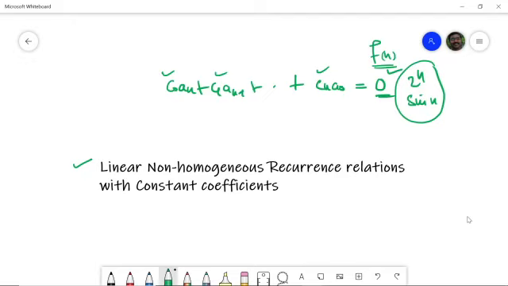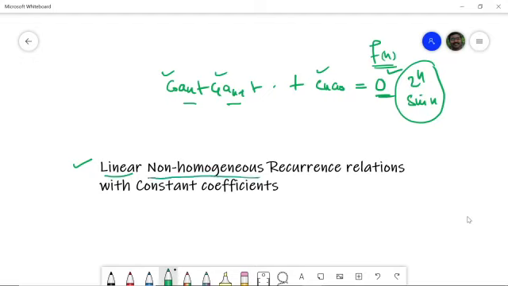I hope you understand what a recurrence relation is. It contains terms of the previous terms of the sequence. And what do we mean by the linearity of the equation? All the terms will have power 1 and none of the terms will be multiplied together. So I hope you understand what is meant by linear, and also what is meant by non-homogeneous.